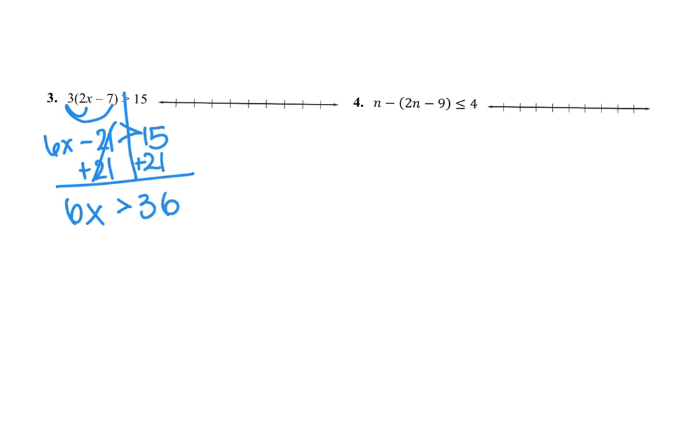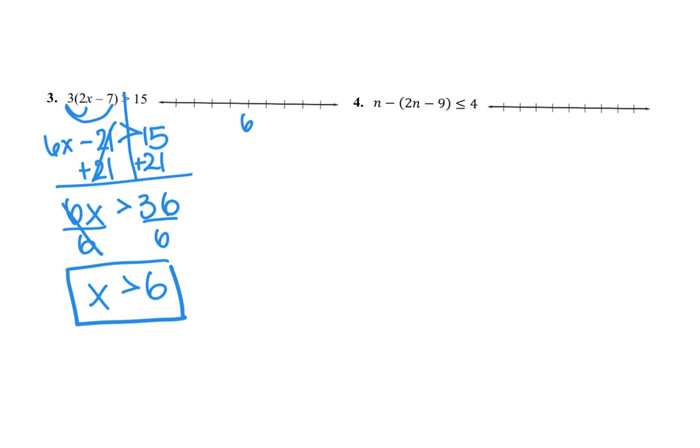36. All right, so now we need to isolate the variable by dividing by the 6, and x is going to be greater than 6. So let's go ahead and we'll graph that. So we're going to locate the 6, and because it's greater than, we're going to have an open circle, and we're going to go to the right.